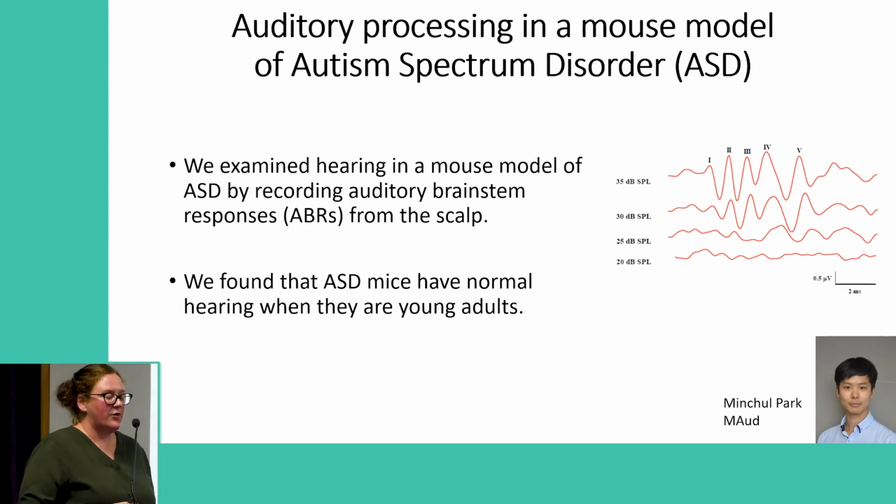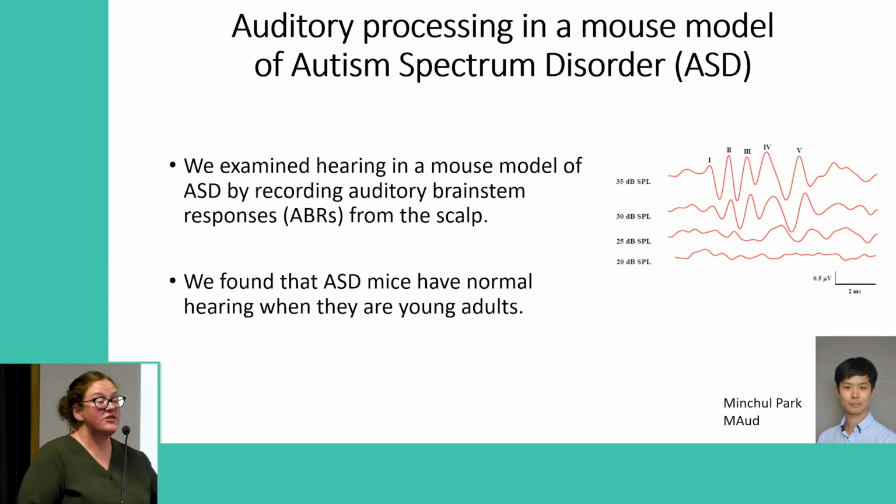So this was work done by a master's student of mine, Minchell. What he did was record auditory brainstem responses, which can be recorded just from the scalp of a mouse. He would deliver tones to the animals and then record the responses in the brainstem. What he found was that these mice have normal hearing when they're young adults. But their hearing being normal doesn't necessarily mean that the way they process that sound is normal.